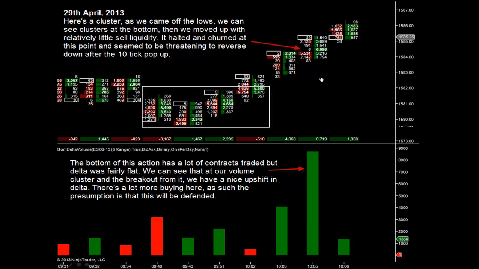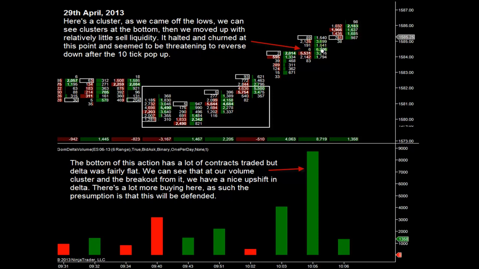Now, was this somebody trying to hold the market? Was this somebody exiting a position? Is it stat arb orders being executed? Well, we don't know, but what we do know is that as we moved away, we built a lot of positive delta. That means we have delta confirming an upward bias, and because of this midpoint cluster, there's a chance that this area will be defended if price comes back here.